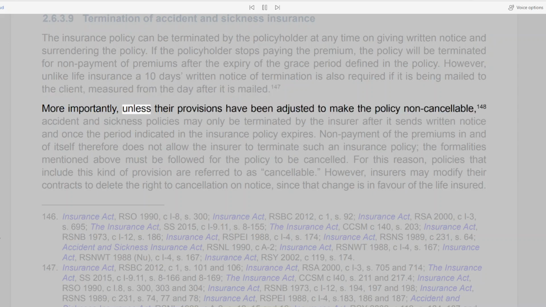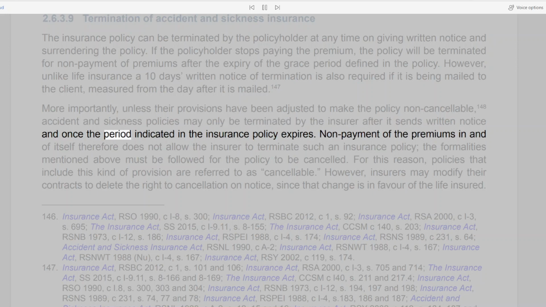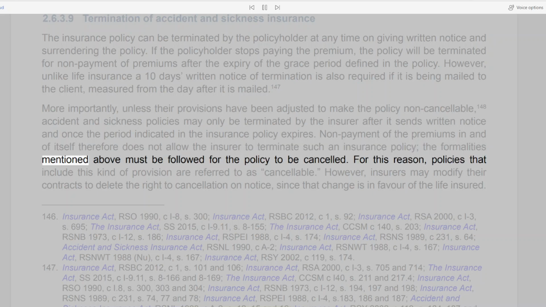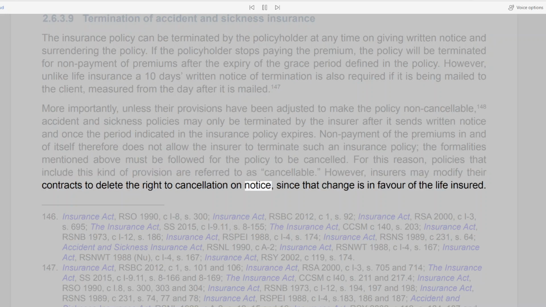More importantly, unless their provisions have been adjusted to make the policy non-cancelable, 148 accident and sickness policies may only be terminated by the insurer after it sends written notice and once the period indicated in the insurance policy expires. Non-payment of the premiums in and of itself therefore does not allow the insurer to terminate such an insurance policy. The formalities mentioned above must be followed for the policy to be cancelled. For this reason, policies that include this kind of provision are referred to as cancelable. However, insurers may modify their contracts to delete the right to cancellation on notice, since that change is in favor of the life insured.